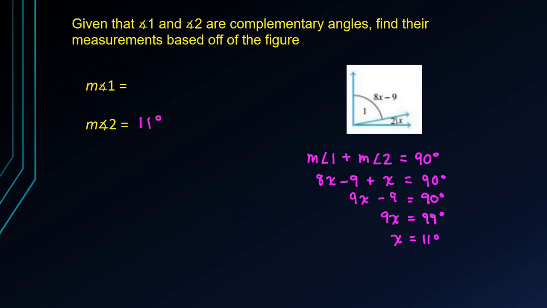I'm not going to show both methods as before. I chose to go with the fact that they have to add up to 90 degrees, and for angle 1 and angle 2 to add up to 90 degrees, with angle 2 being 11 degrees, angle 1 had to be 79 degrees. So that's how I got to those.